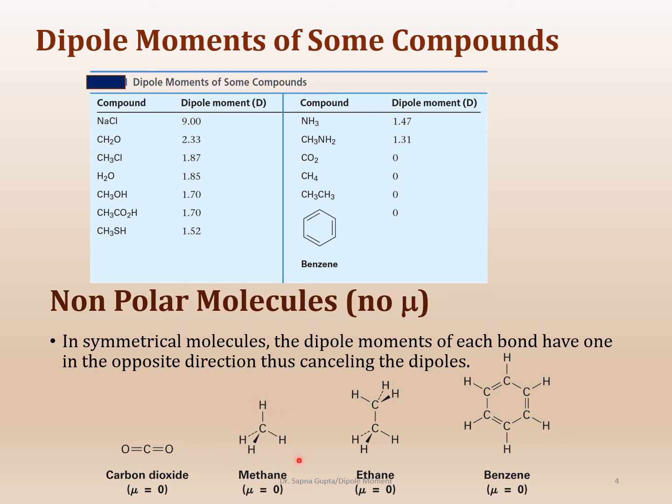Same thing happens with methane. The other thing about methane is that the carbon-hydrogen bond is not that polar to begin with. However, in this case, it's a symmetrical molecule too. Same goes with ethane and then benzene. All of these are symmetrical molecules, and in some cases, like carbon dioxide, the polar covalent bonds will nullify each other because of the symmetry in the molecule. So there is no dipole moment in these cases.